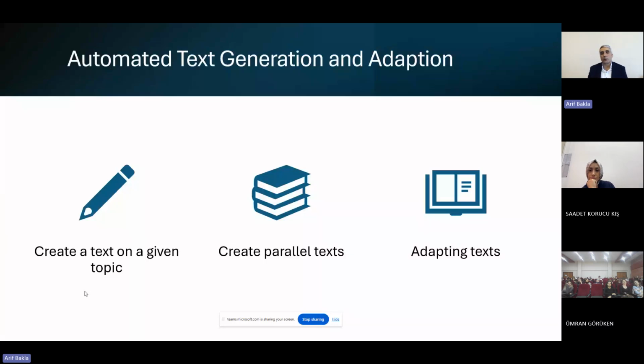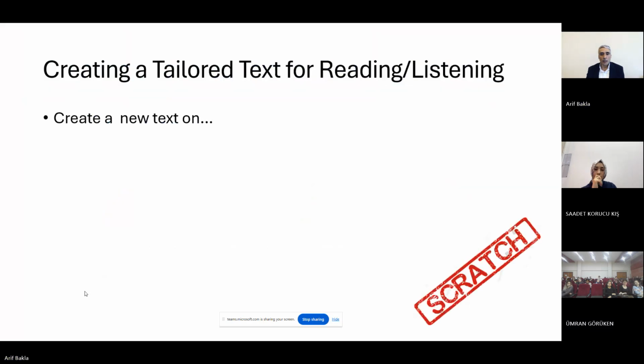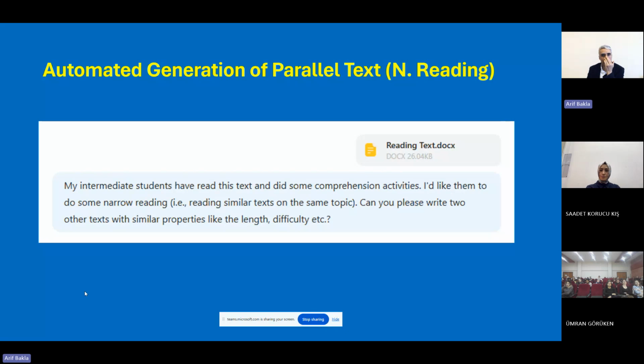If a text is too difficult for your students, you can instantly adapt it based on your needs. You can, for example, create an A2 level reading text out of an authentic reading text or an advanced one. It's very easy. So create a new text from scratch. This is possible, and it is not that difficult. Just give the details as much as possible. Give as many details as you can. In that case, the AI tool will give you a good text.